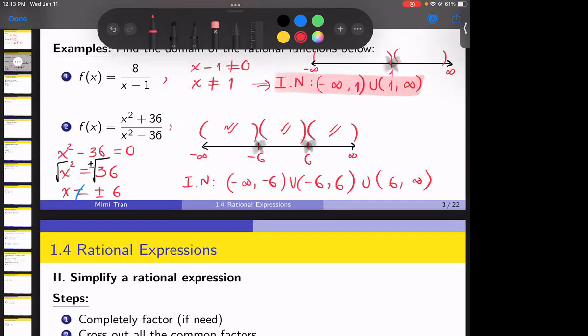Because the only values that we don't want are -6 and 6. But what's between -6 and 6, we still want, right? So what's between -6 and 6? Well, infinitely many, right? But let's talk about natural numbers. -5, -4, all the way to 5, right? I still want those numbers. It's just not -6 and 6. The only two values I don't want are these two guys.